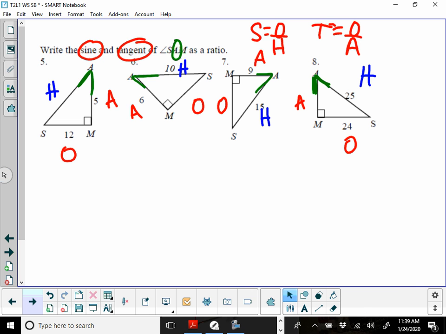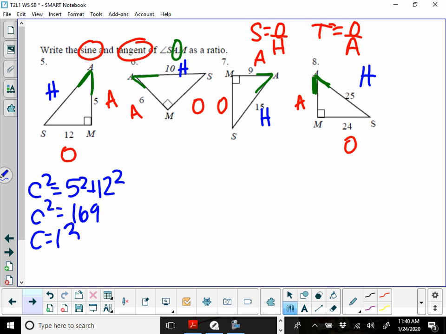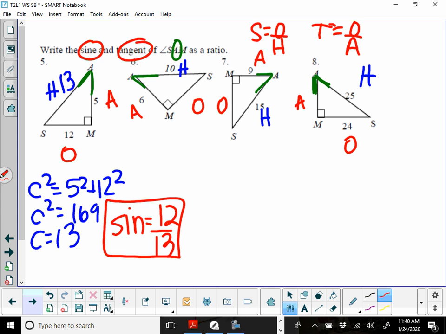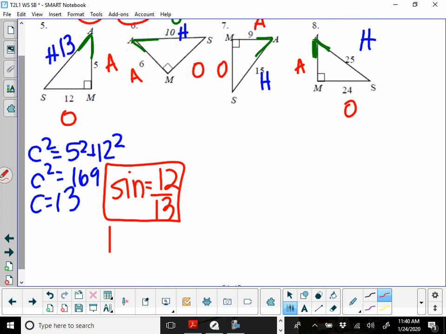Okay, so then you're going to notice that on all of these, you have to find the missing side. So like for number 5, we're going to start with c squared equals 5 squared plus 12 squared. So c is 13. Okay, so your hypotenuse there is 13. So for sine of number 5, it's going to be opposite, which is 12, over hypotenuse, which is 13. All right, and for tangent of number 5, it's going to be opposite over adjacent, so 12 over 5.